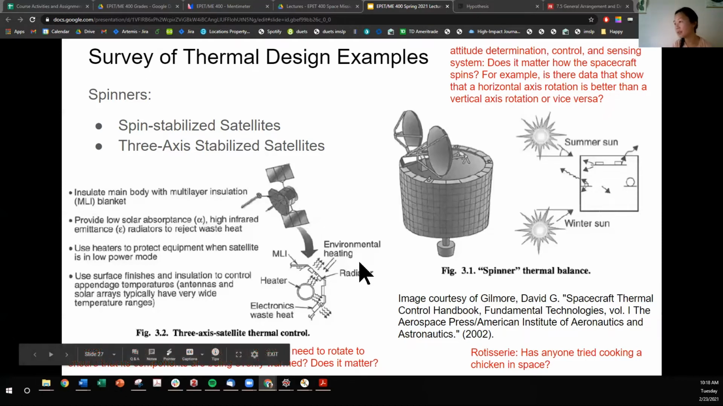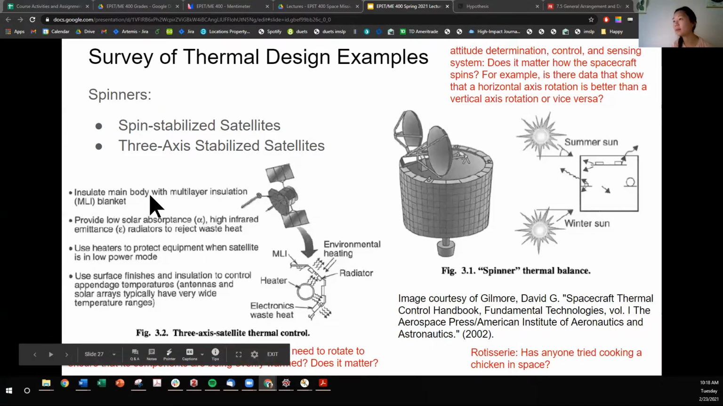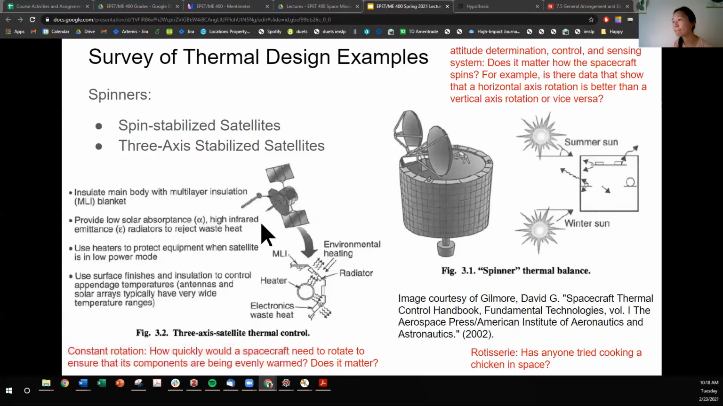So let's just look at this a little bit. We've got this hexagonal spacecraft bus, and so you can think of that hexagonal structural wall where there are radiators on the outside. There are MLI blankets also coating the outside of the spacecraft bus. The surface finishes and insulation control the appendage temperatures like the antenna and the solar arrays. The heaters are inside to protect equipment when the satellite is in a low power mode.